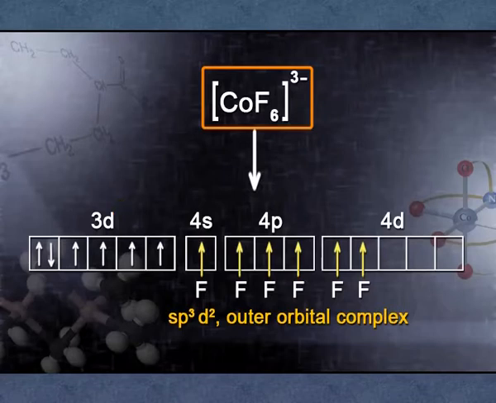The 5 orbitals available are distributed 1, 2, 3, 4, 5. All 5 are found to be unpaired and one more is paired, so there are 4 unpaired electrons. So [CoF6]3- has 4 unpaired electrons and [Co(NH3)6]3+ has no unpaired electrons. Therefore, we can clearly explain this on the basis of inner and outer orbital complexes.